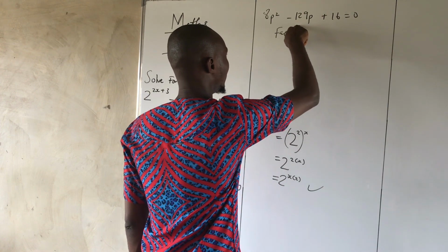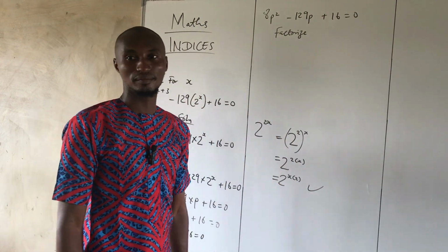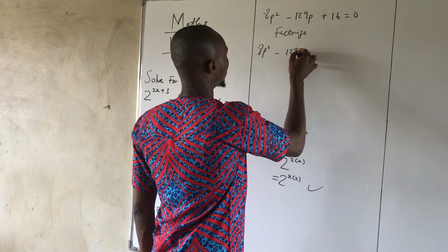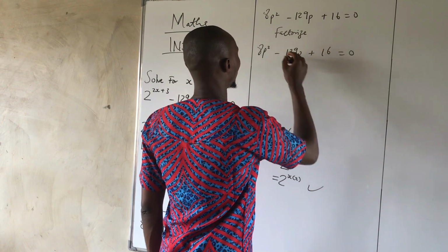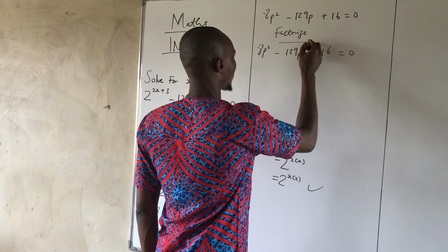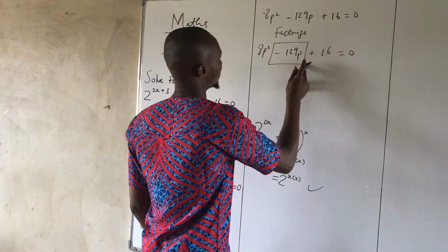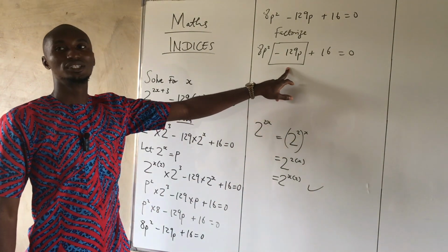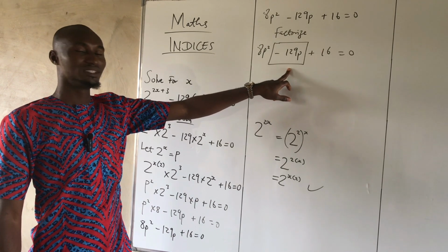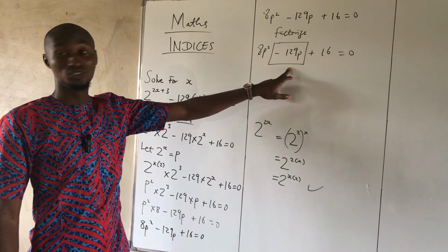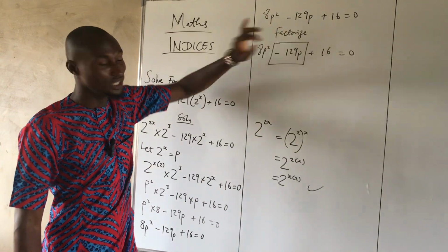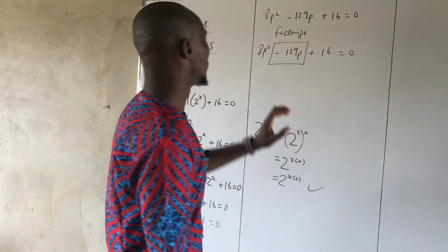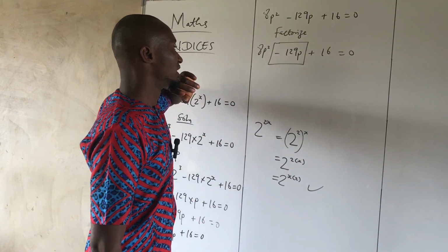Now, I want to teach you how to factorize. Remember I told you, this 8p squared minus 129p plus 16 equals 0. Consider this first. If you can resolve this, you've gotten this already. Do you understand? So your attention should be here, because I'm trying to teach you the concept of factorization right now.